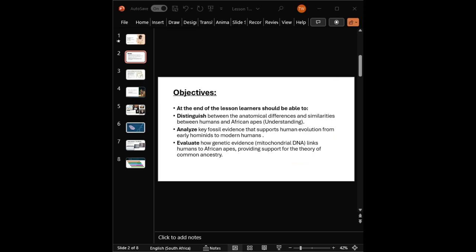Now, here are our learning objectives for today. By the end of the lesson, you should be able to compare the anatomical features of humans and African apes, discuss fossil evidence, and explain how genetic evidence connects us. Keep this in mind as we move through the lesson.